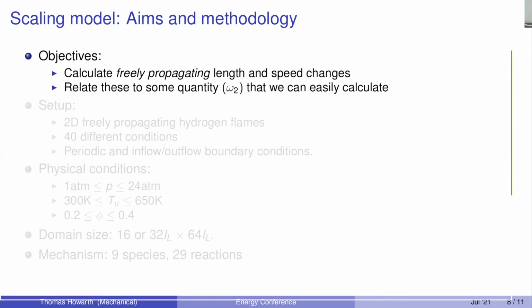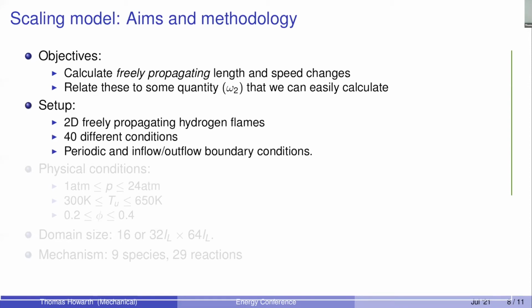Our scaling model was to take these omega 2 values and calculate the freely propagating length and speed changes. I mentioned earlier that this instability causes the flame to be thinner and faster, and we want to say how much thinner and faster. We can calculate a thickness and a speed from one-dimensional calculations. But because diffusion is by nature a multi-dimensional effect, we can only see this change in 2 or 3 dimensions. So we want to see how it scales from one-dimensional simulations, which are extremely cheap, to 2D simulations.